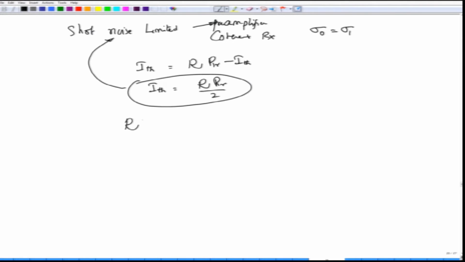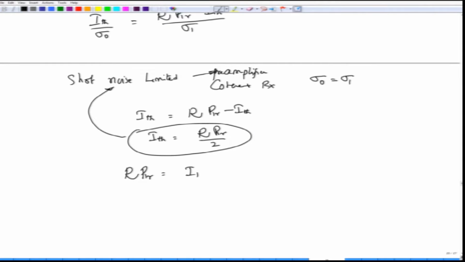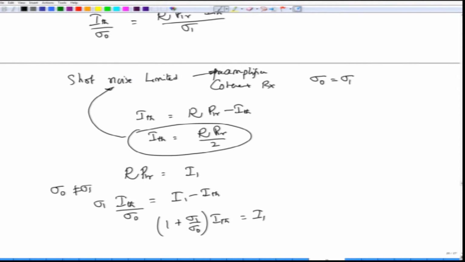And since R P1R is nothing but the current I1 that you have received, you can then go back to this expression in the case when sigma 0 is not equal to sigma 1 and find out what would be the value of I threshold. I threshold divided by sigma 0 is equal to I1 minus I threshold, and there is a sigma 1 here. I pulled the sigma 1 that was there in the denominator onto the numerator. You can simplify this equation: you get 1 plus sigma 1 by sigma 0 over here when you pull this ITH back onto this side, times ITH equals I1.